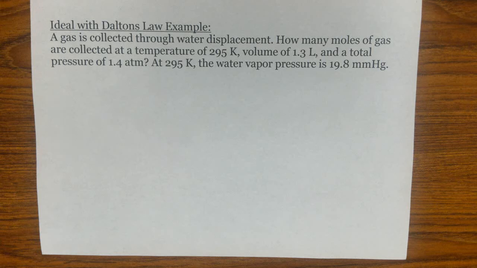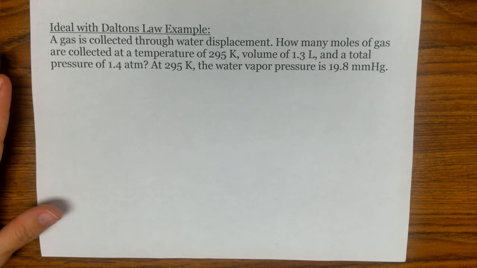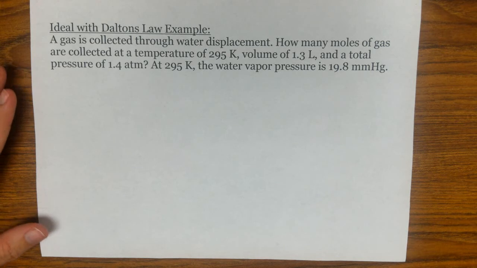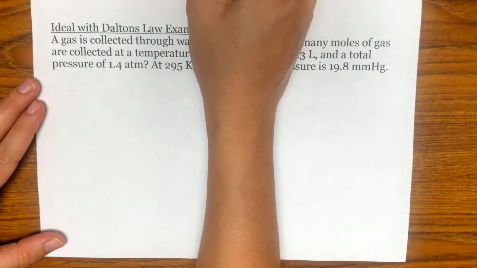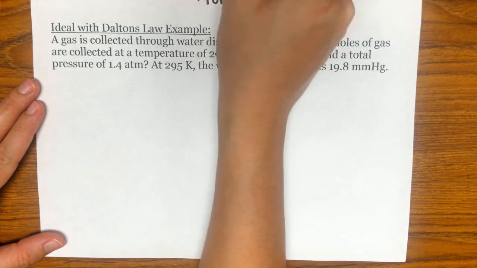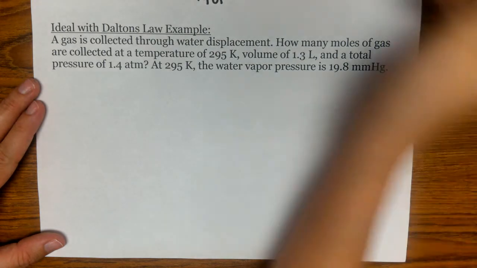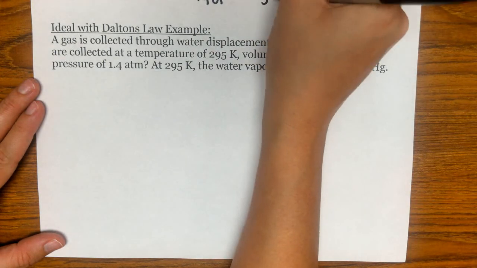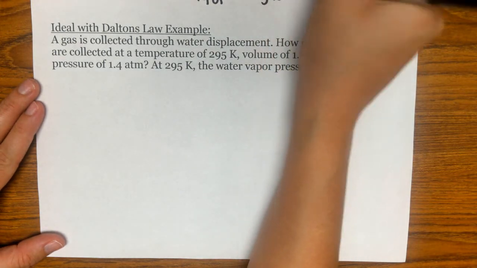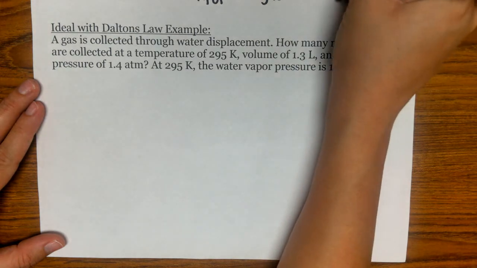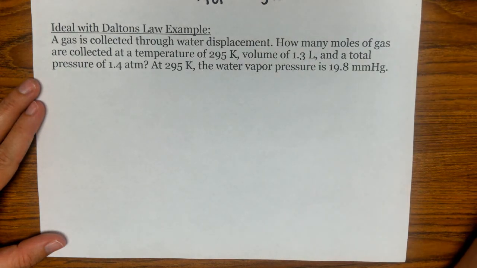This problem is in your notes packet. We're going to go over the ideal gas law and how to use it with Dalton's law. Anytime I say a gas is collected through water displacement, or collected over water, something needs to go off in your head that you're going to have to use Dalton's law, which is total pressure equals the pressure of all the gases. If it's over water, it's going to be the pressure of your gas plus the pressure of water. Let's look at this problem.